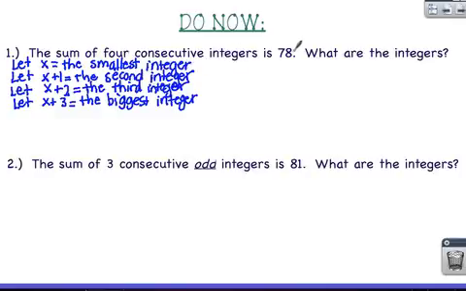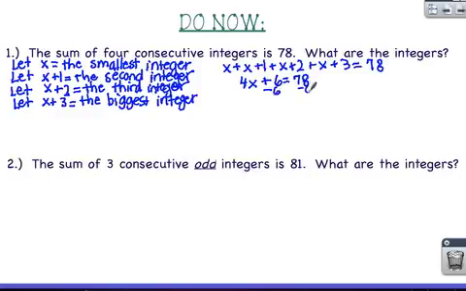The sum of these integers is 78. So I would add them together: x plus 1 plus x plus 2 plus x plus 3 equals 78. Combine like terms, and you get that there are 4 x's, and then 1 plus 2 plus 3 gives you 6. Isolate your x, and you get that x equals 18.